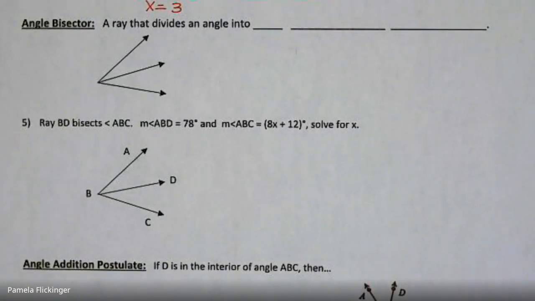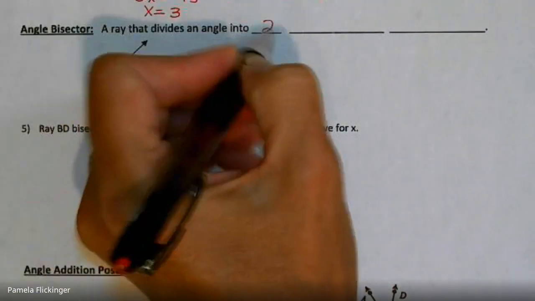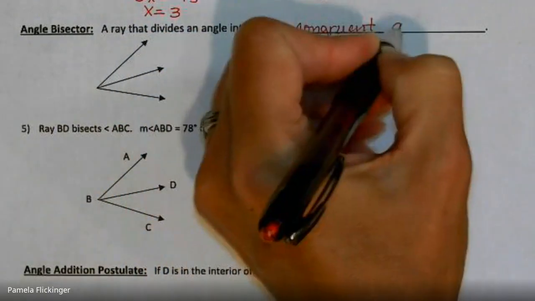Hello. So today we're going to do the other addition postulate. We're going to talk about the angle addition postulate. So again, quick review. One thing we've talked about with angles was angle bisector. And an angle bisector is a ray that divides an angle into two congruent angles.